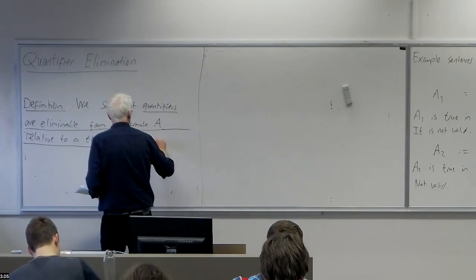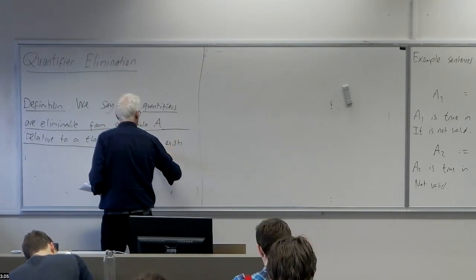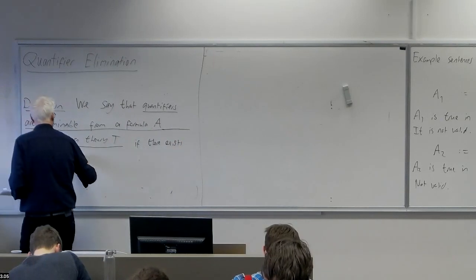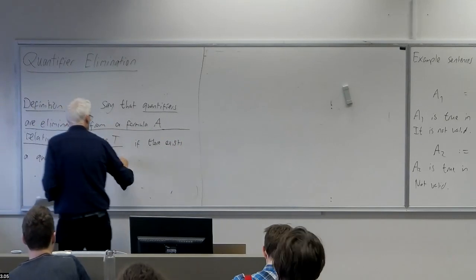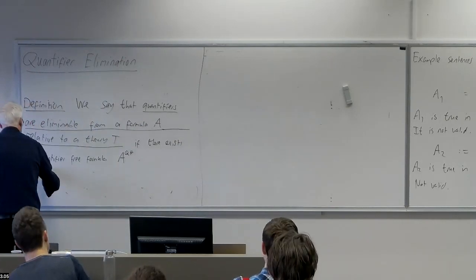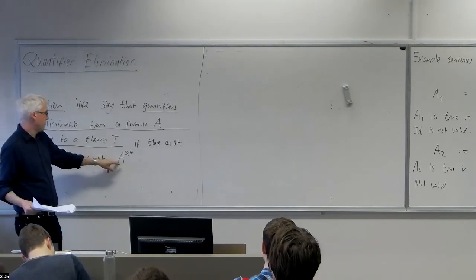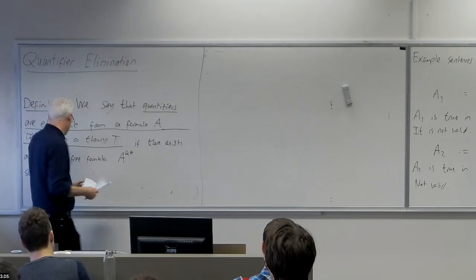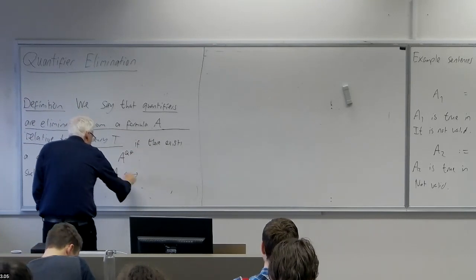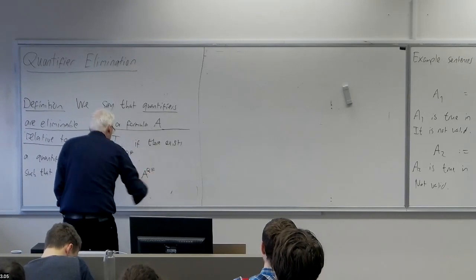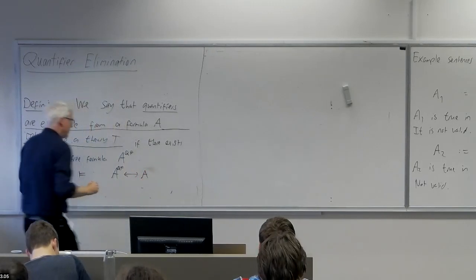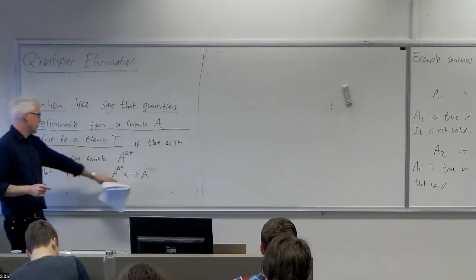So if there exists a quantifier-free formula, I'll write superscript QF, such that in the theory T we have the if and only if, saying that the quantifier-free formula is equivalent to A. It obviously doesn't make a difference, but for aesthetic reasons, I prefer the quantifier-free formula on the left-hand side.